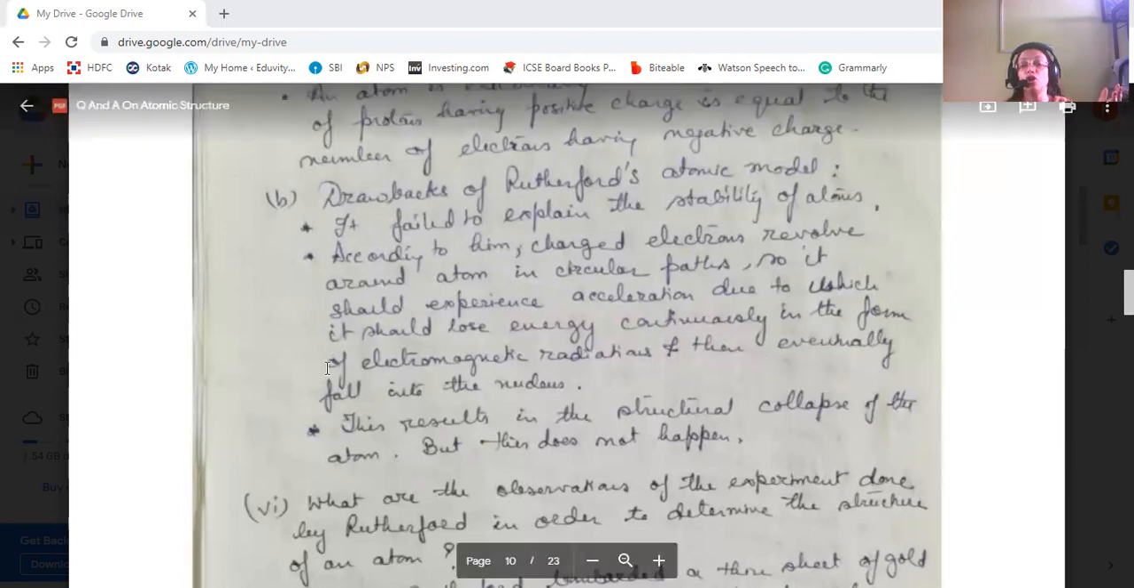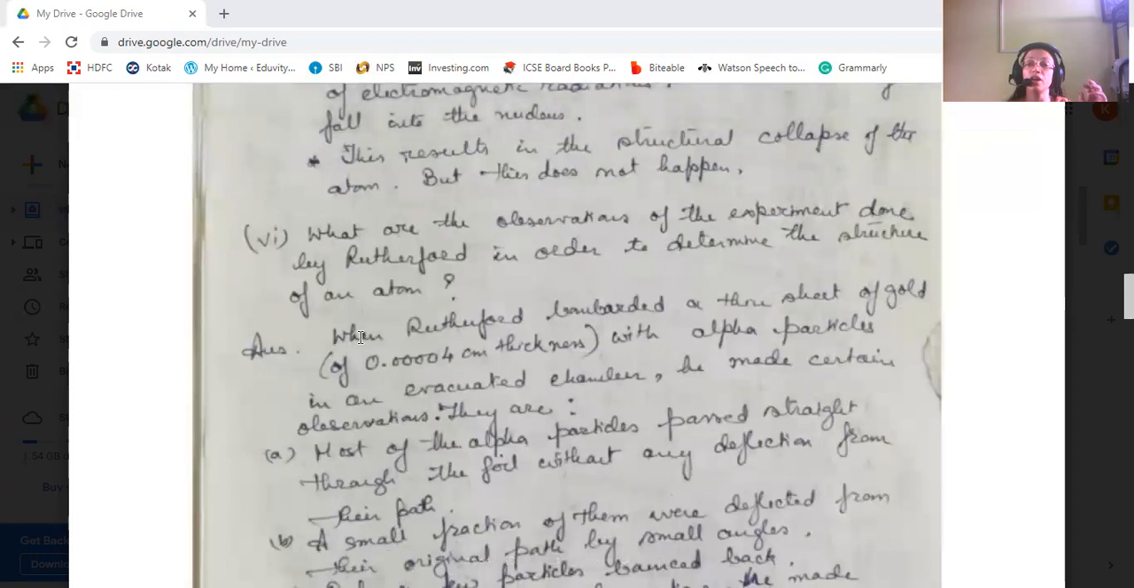What were the observations of the experiment done by Rutherford in order to determine the structure of an atom? When Rutherford bombarded a thin sheet of gold of 0.0004 centimeter thickness with alpha particles in an evacuated chamber, he made certain observations. What are those? First, most of the alpha particles passed straight through the foil without any deflection from their path. A smaller fraction of them were deflected from their original path by small angles.